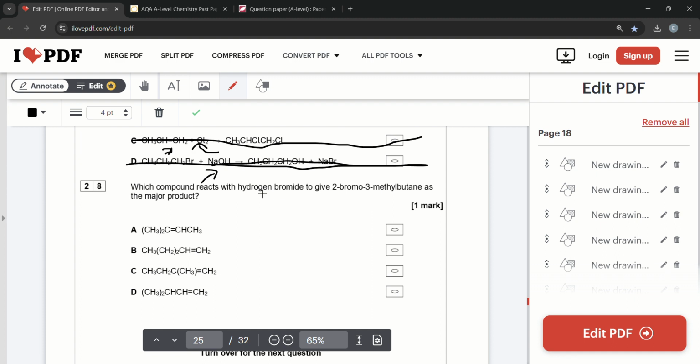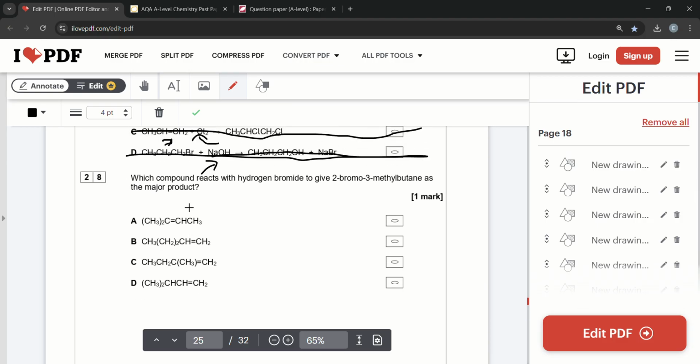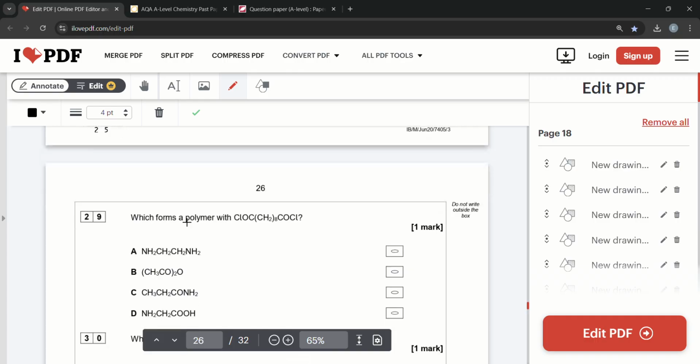28. Which compound reacts with hydrogen bromide to give 2-bromo-3-methyl butane as the major product? Well, if you look at A, actually I'll leave this to last. Which forms a polymer with this?